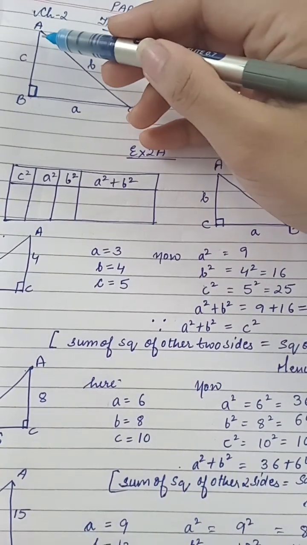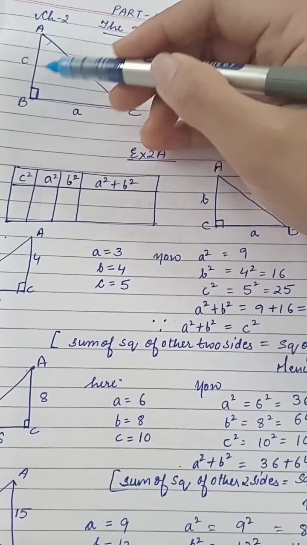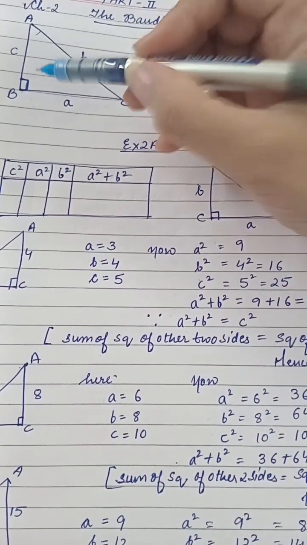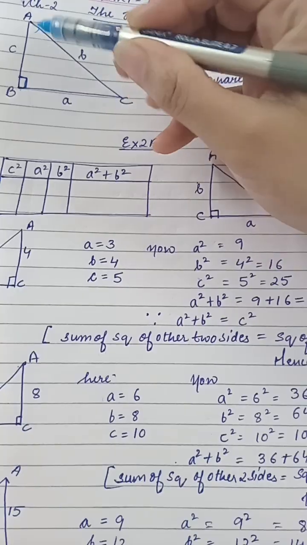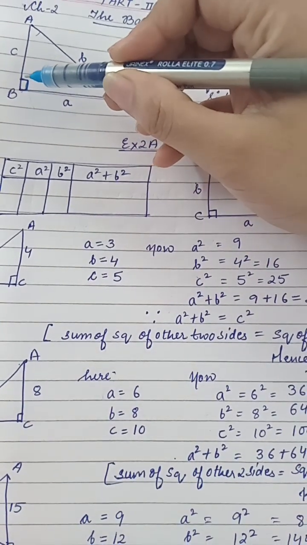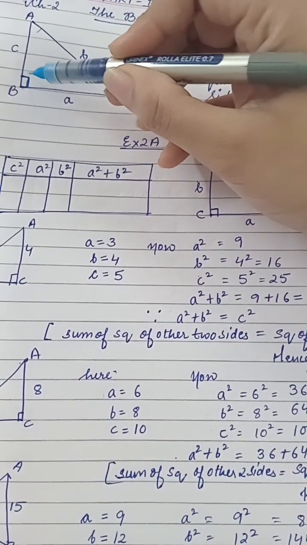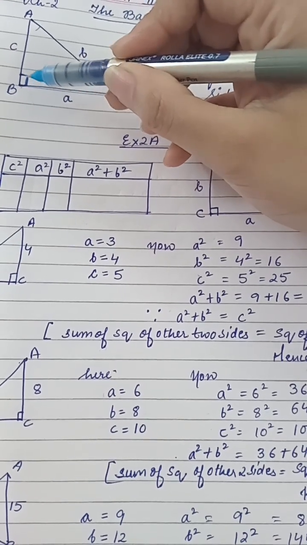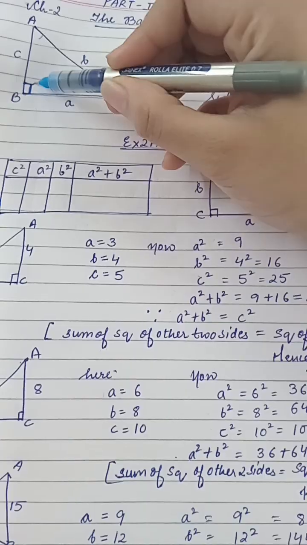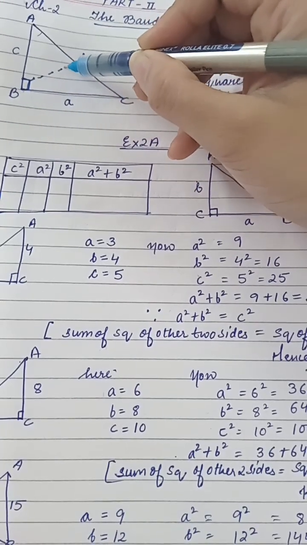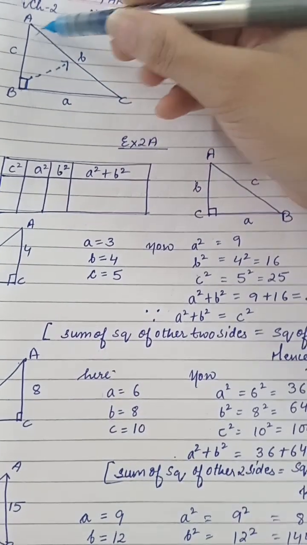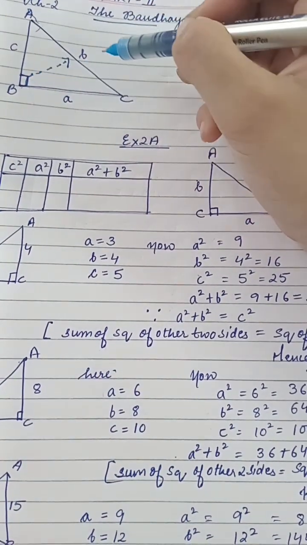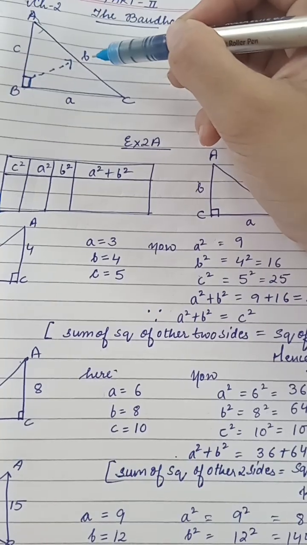Now if I take the right angle triangle ABC, there are three angles: angle A, angle B, angle C. Which angle is the right angle? It is B. So opposite to this B, which side is there? That is the side AC. Opposite to angle B, I have taken small b as the side.